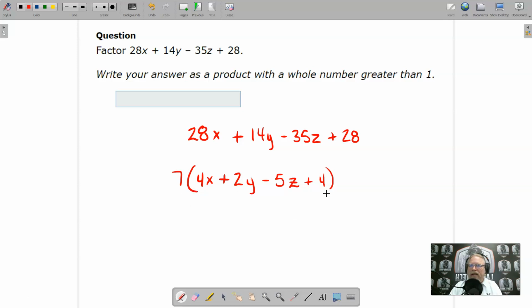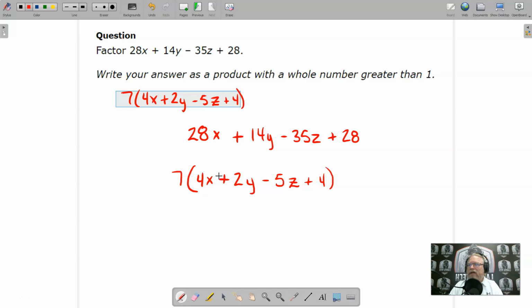Now, we cannot combine any of this stuff that's inside here, like I did with the other one, where I eliminated all the variables, and all I was left with were constants, and I could actually combine all the constants. But none of these are the same term. The 4x is in terms of x to the first, 2y is in terms of y to the first, negative 5z is in terms of z to the first, and 4 is just a constant. So I can't combine any of those. So my final answer will be 7 times the quantity of 4x plus 2y minus 5z plus 4.